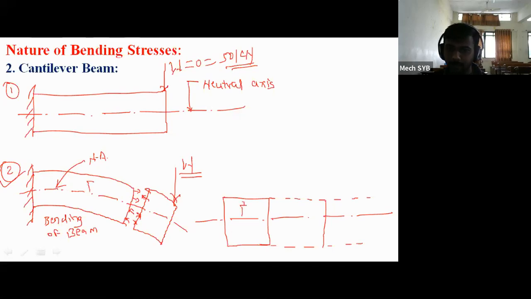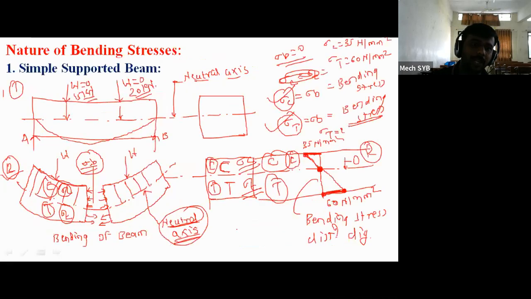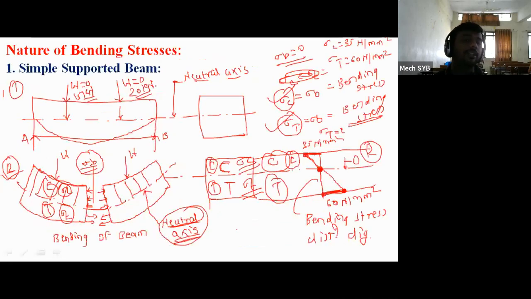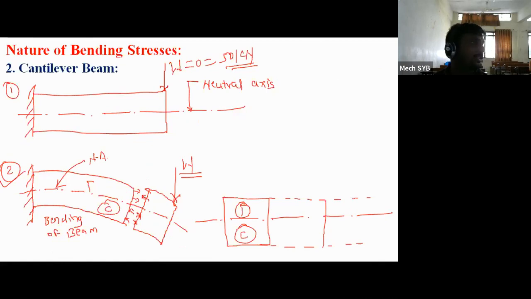So here I will write capital T. And the portion below the neutral axis is under compression. So this is compression. And if you see the nature, are the simply supported and cantilever beams the same or exactly opposite? In the simply supported beam, what is the upper portion of the neutral axis? Compression. And in the cantilever beam, what is the upper portion of the neutral axis? Tension. That means the nature of tension and compression in the simply supported and cantilever beams is exactly opposite.